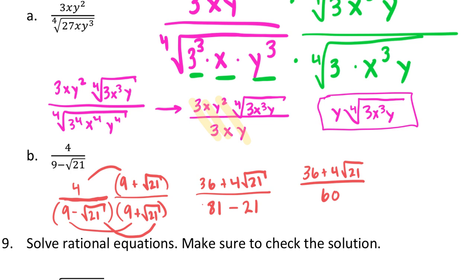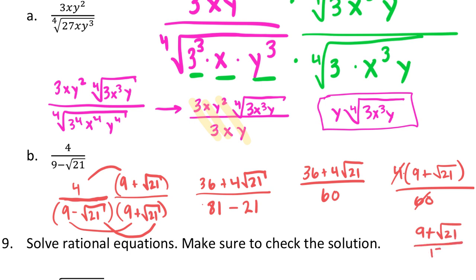Okay, we can reduce. This is going to be the hardest. So actually this would have been easier to not distribute that 4 through. So I'm going to take my 4 back out. And I'm going to keep it like that. And I'm going to reduce the 4 with the 60 here. And that gives me 9 plus the square root of 21, all divided by whatever 60 divided by 4 is, which is 15. And there we go.